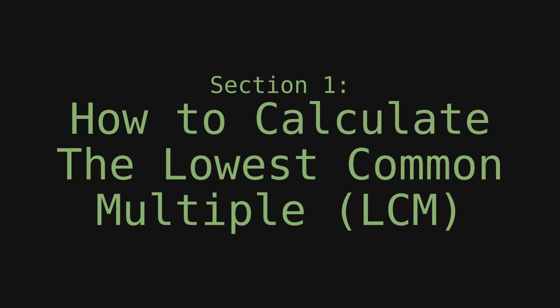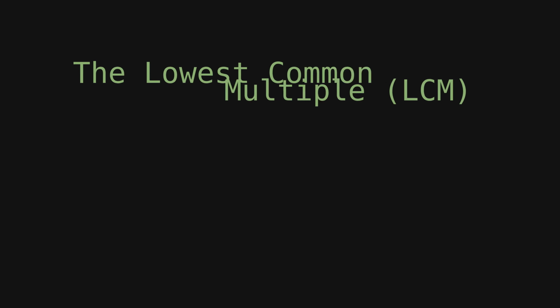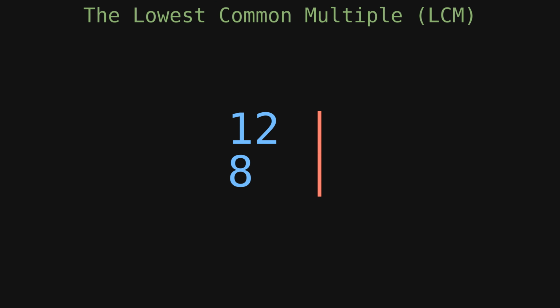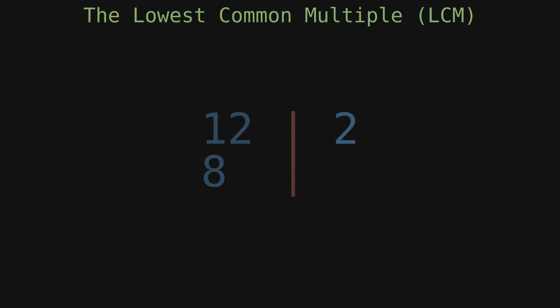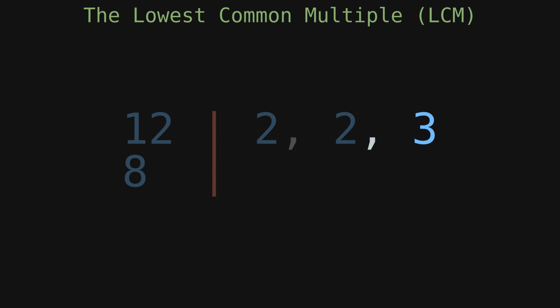The lowest common multiple of 2 or more numbers is the lowest number that is a multiple of both numbers. This is how to calculate the lowest common multiple of 2 or more numbers. In this example, I have two numbers, 12 and 8, but this method also works with more numbers. Firstly, write out the prime factors of each number. You can find these using factor trees, which I will cover later in this video. The prime factors of 12 are 2, 2, and 3. The prime factors of 8 are 2, 2, and 2.